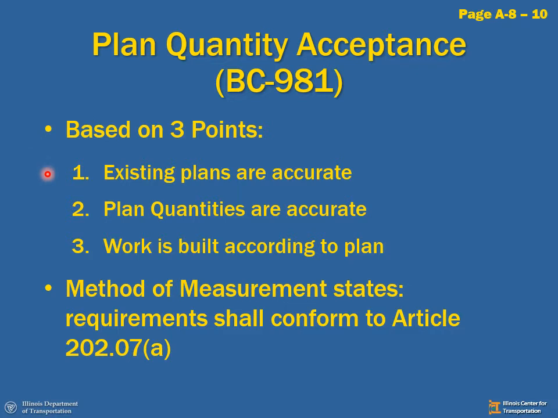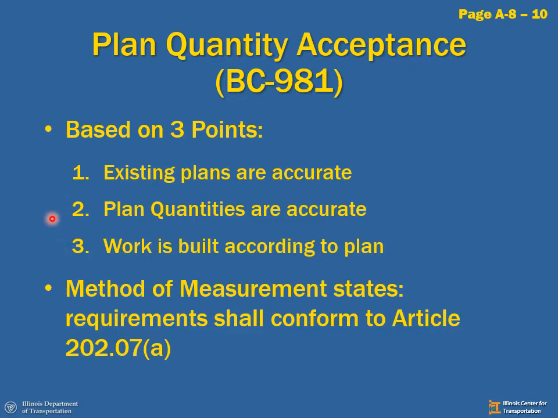1, the existing plans are accurate, meaning they're well represented by the actual job site. There's no signs of recent construction. Lines and grades of existing match what's out there right now. Number 2, the planned quantities are accurate. So we have to do some checks and some calculations to make sure the designer has an appropriate planned quantity and it matches what we think we're going to do in the field. The third is the work is built according to plan. So we're going to go out, execute the work to the lines and grades in the plans.